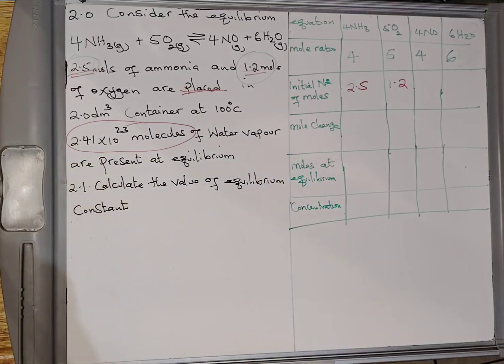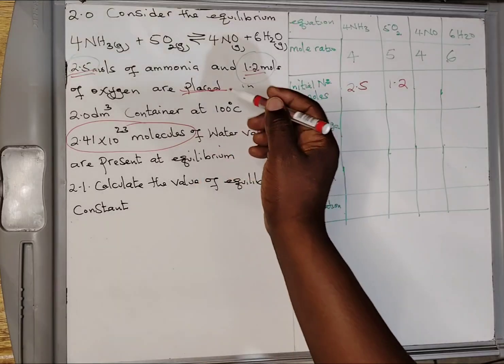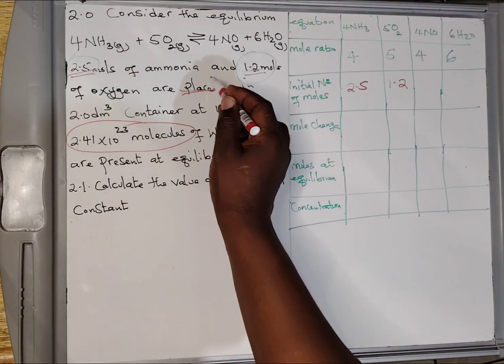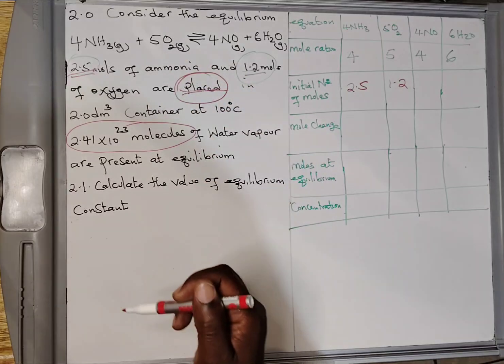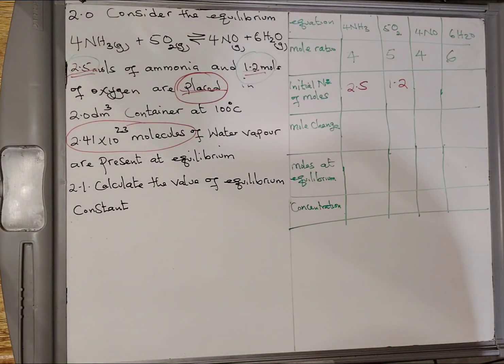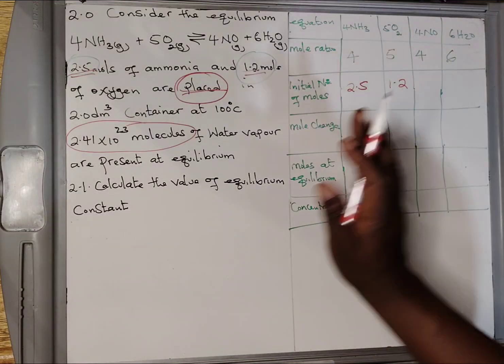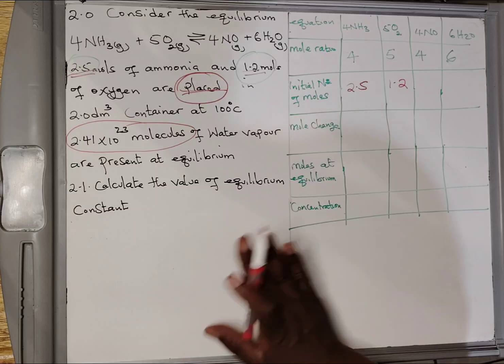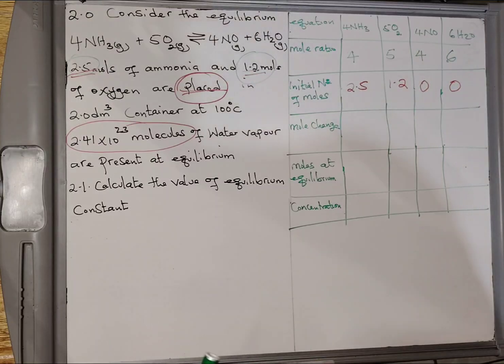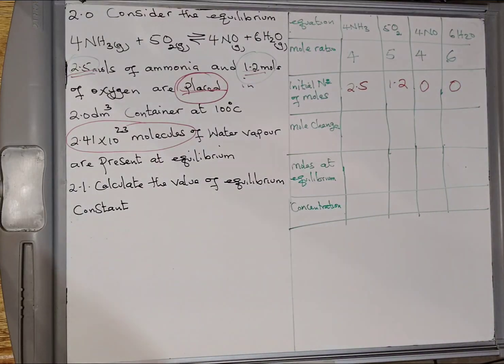Now we have to remember something. This word, I highlighted it for a reason. We say this number of moles are placed. What does that word mean? It means that the reaction is just starting. And at the start of the reaction, what do we know? We only have reactants. We don't have any product. So that's why this one is 0 and this one is 0. Okay, that one is catered for.